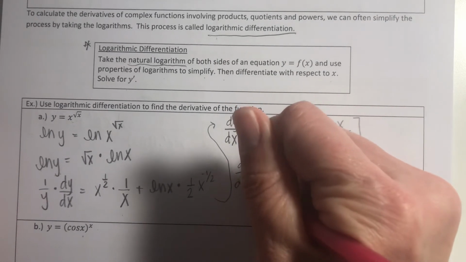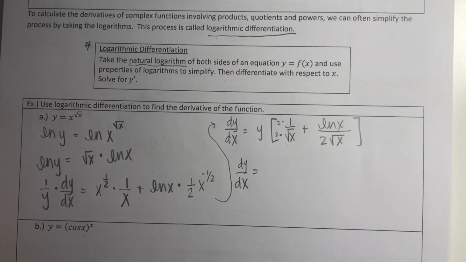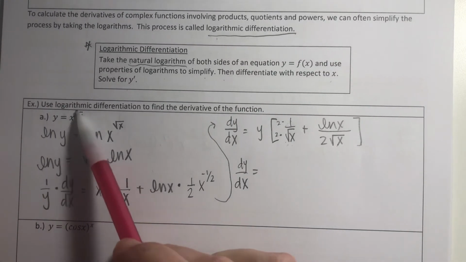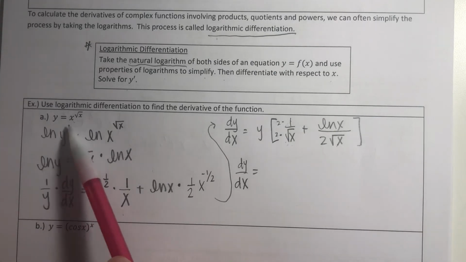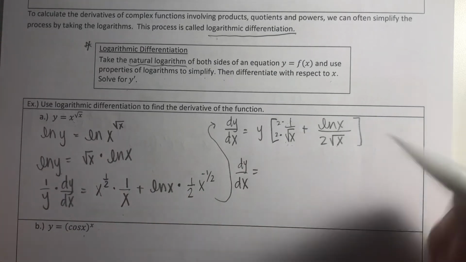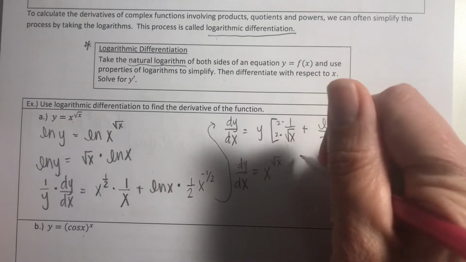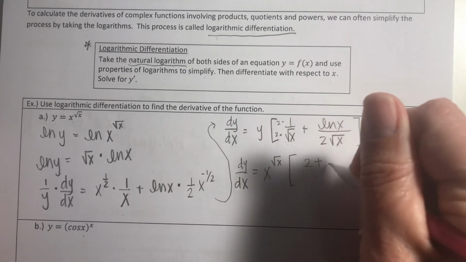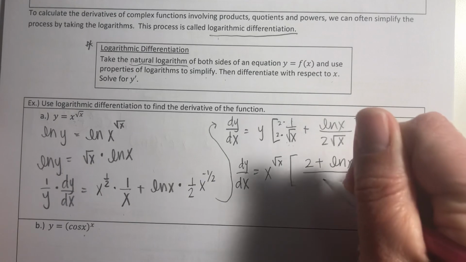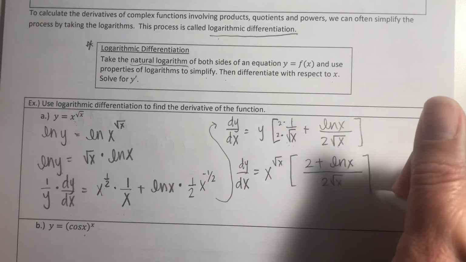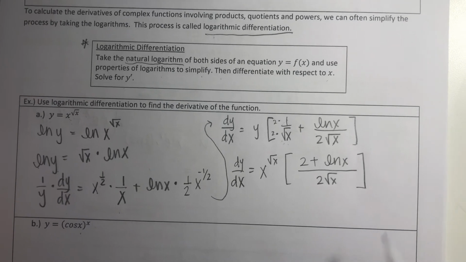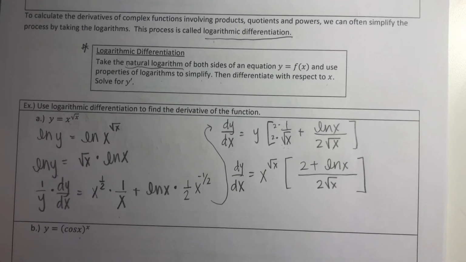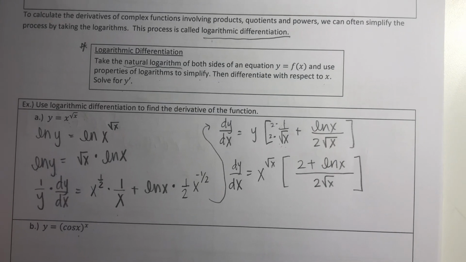So I have dy dx, and your answer should be left in terms of just x's, since that was what our original function is. So I'm going to back substitute in what y is, and we know that y is equal to x to the square root of x. Go ahead and see if you guys can look at B and see if you can use the same process to try to take its derivative of y equals cosine of x to the x power.